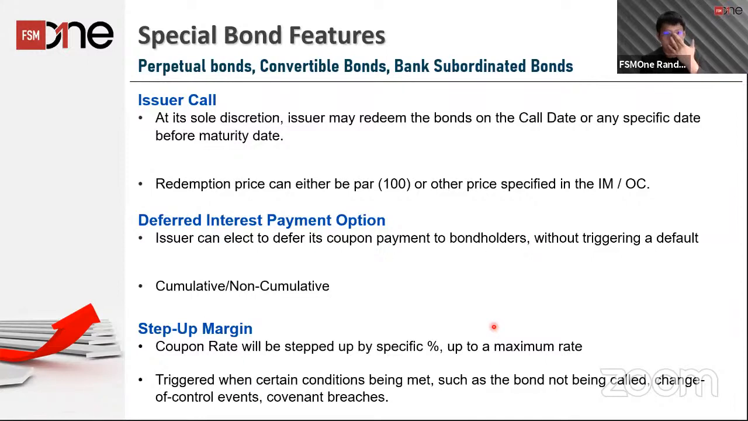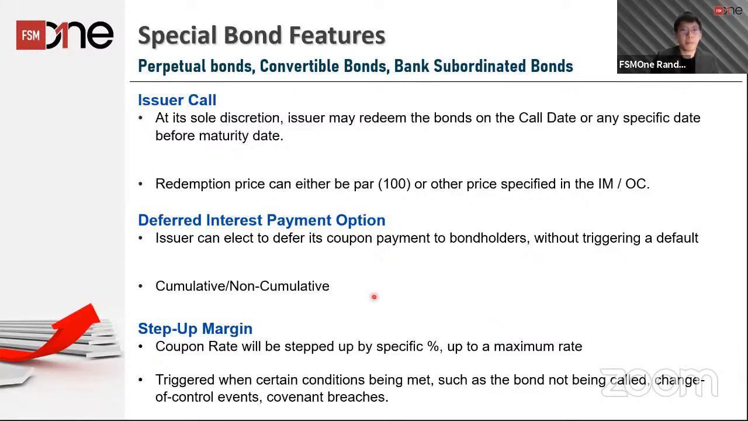Okay, and the second feature is what we so-called the deferred interest payment option. So it is also an option for the issuer to choose whether they want to delay or defer the coupon payment to the bondholders without triggering any default, be it technical default or actual bond default. There is no violation or default case for this kind of hybrid securities.